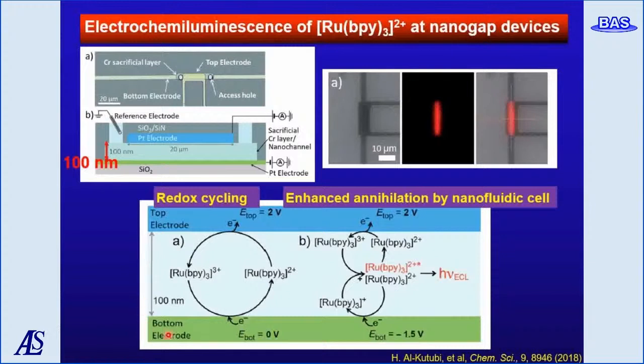By changing the potentials, when the bottom electrode potential is set at 0 volt and the top is plus 2 volt, redox cycling occurs for the ruthenium bipyridine. When the bottom electrode is set at minus 1.5 volt, enough to reduce to ruthenium 3 plus, ECL was observed efficiently because of the short diffusional distance between the two electrodes. So, the nanogap electrode setup is a powerful tool for ECL devices.